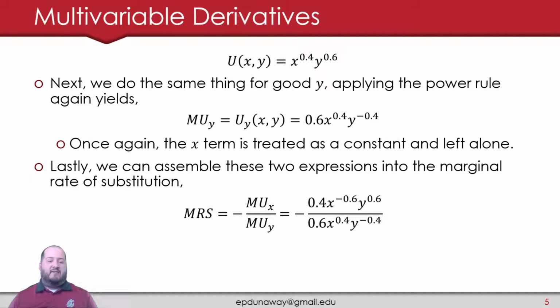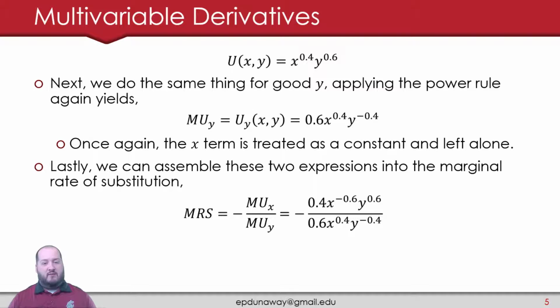So that gives me everything I need. I have the marginal utility with respect to x, the marginal utility with respect to y, and I can assemble those two expressions together into the marginal rate of substitution. So my negative marginal utility of x divided by the marginal utility of y is negative 0.4 times x to the negative 0.6 power times y to the 0.6 power.